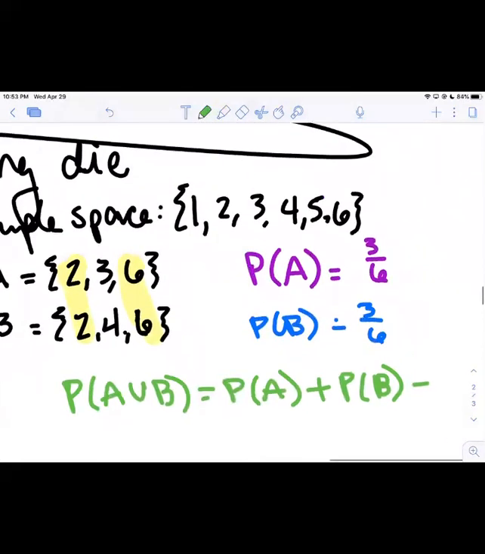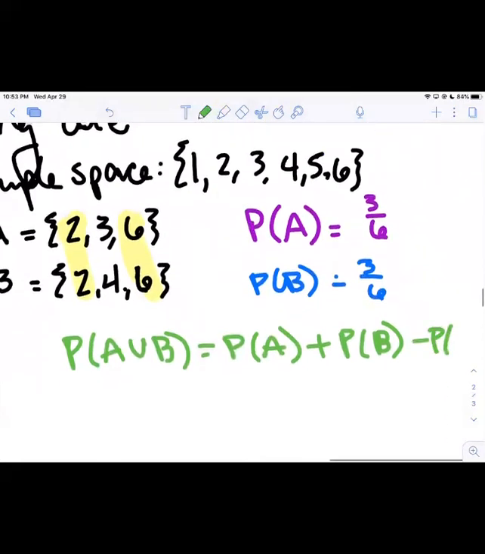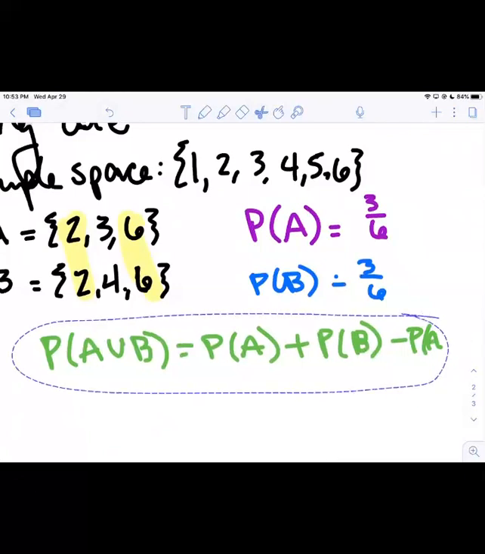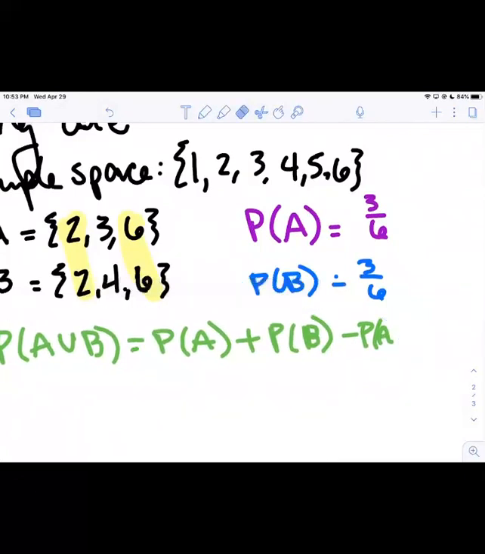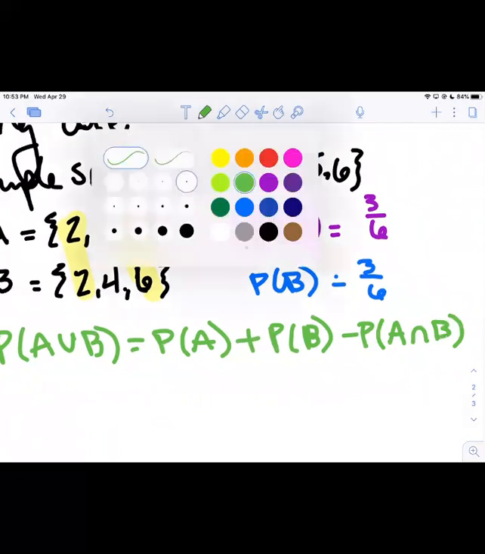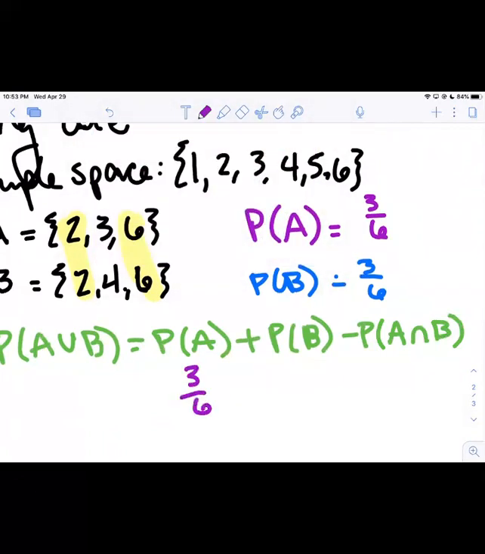So I'm going to have to minus off probability of, oop, I ran out of room. Let's move everything over. Scooch. Okay. Probability of A and B, I'm gonna have to minus that off. So we know probability of A is 3 over 6. Probability of B is also 3 over 6.